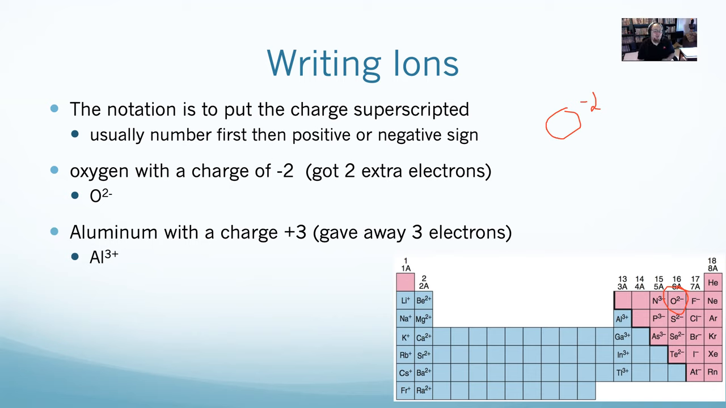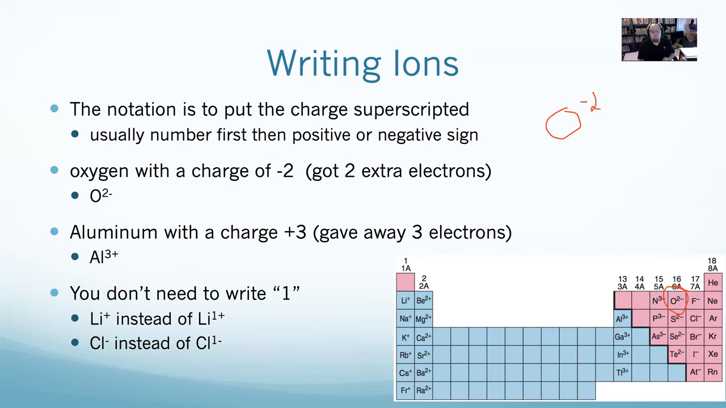Of note, if a charge is plus 1 or negative 1, you do not write the 1, but you still put the sign. So lithium with a charge of plus 1 is lithium plus. Chlorine with a charge of negative 1 is chlorine minus. And anytime you see these symbols on an element, they're no longer an atom. If I write Cl, that's an atom. If I write Cl minus, that's an ion, because it means it gained an electron. Okay?